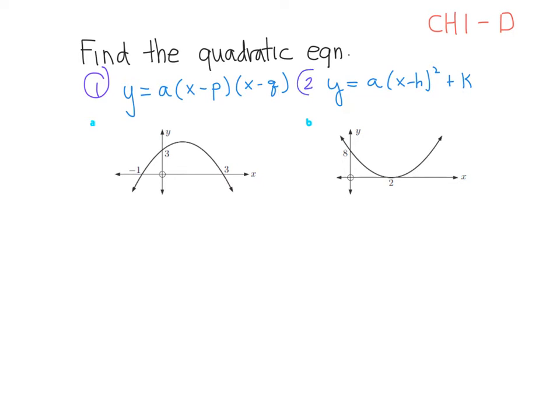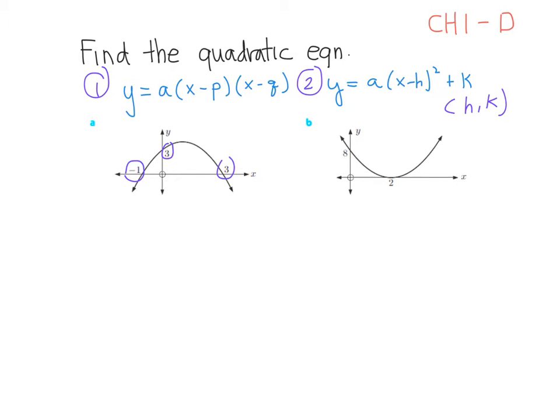Second one is the vertex form, y is equal to a times (x - h) squared plus k, where the vertex is at (h, k). Again, this one is helpful when you know the vertex. Let's look at question A. We have a graph that has a y-intercept at 3, and it's passing the x-axis at 3 and -1.